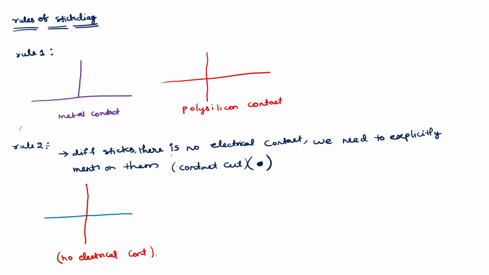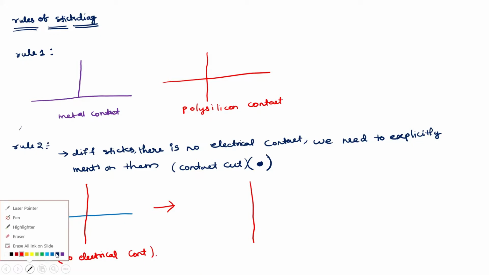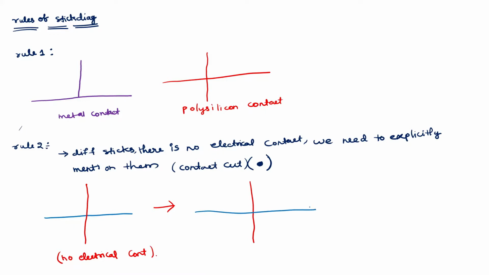If we want to show that or connect both, what we need to do is specify them with the help of a contact cut like this. So there is no electrical contact here, but there is electrical contact here, and this is rule number 2. Take anything, this will apply.